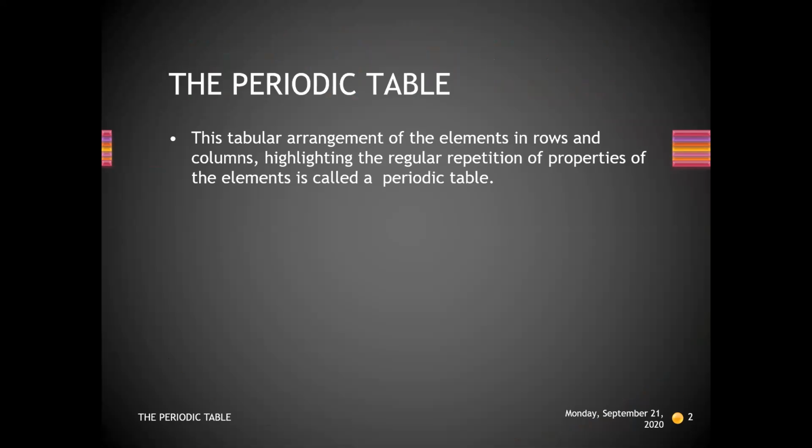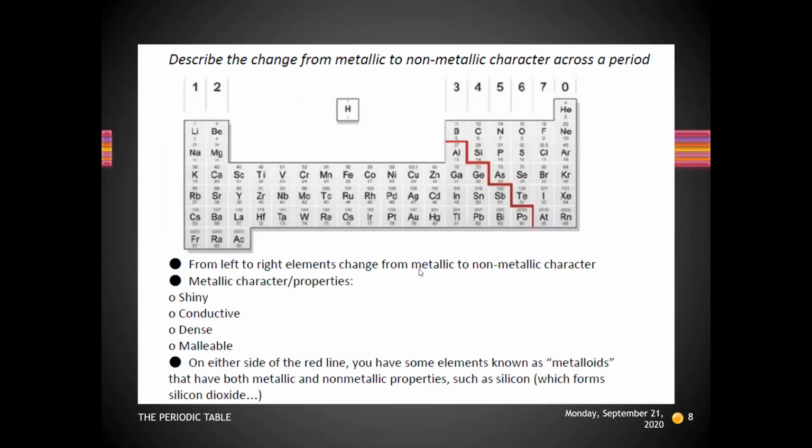So basically, what is a periodic table? It's a tabular or regular arrangement of the elements in rows and columns, and it highlights the regular repetition of a property of an element. This is called a periodic table. This is a modern periodic table.